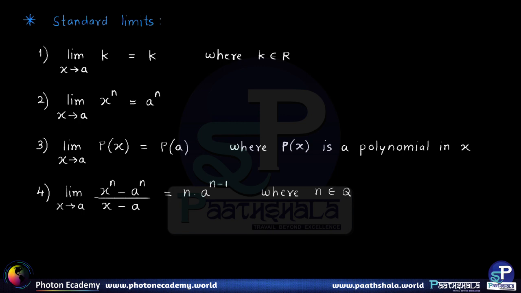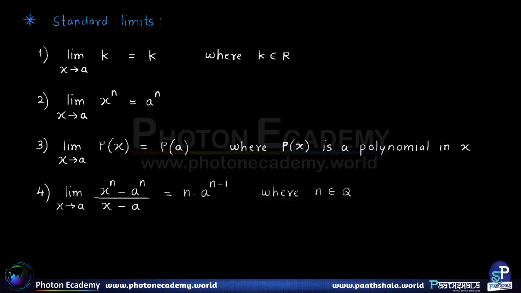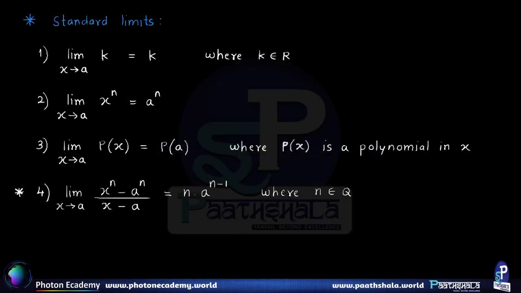So here we are basically replacing x with value a. Then thirdly, limit of p of x as x tends to a is equal to p of a, where p of x is a polynomial function in x. Then the fourth limit is a very important limit, that is limit of x raised to n minus a raised to n whole upon x minus a as x tends to a is given by n into a raised to n minus 1, and here n can be any rational number.